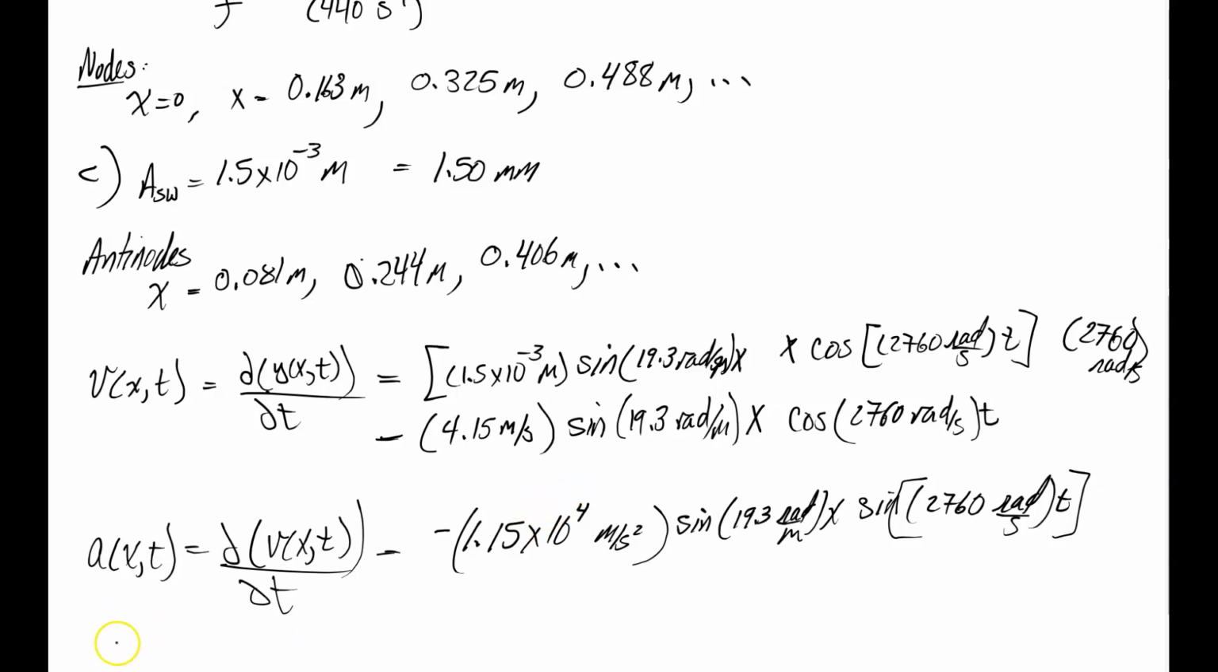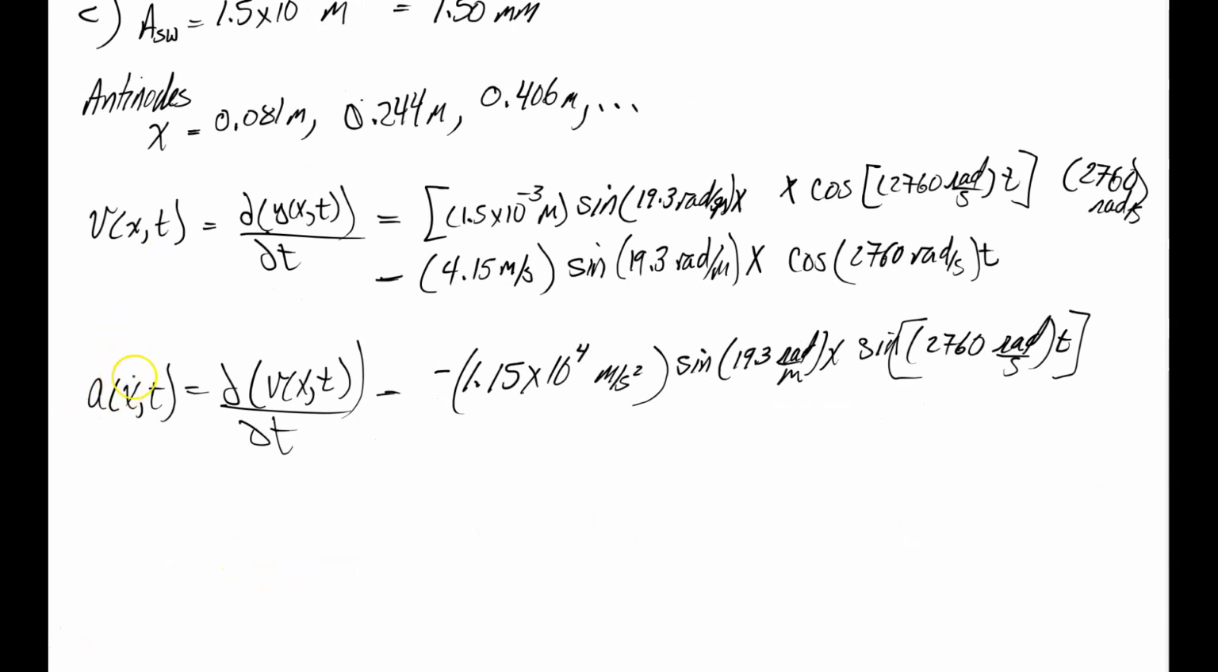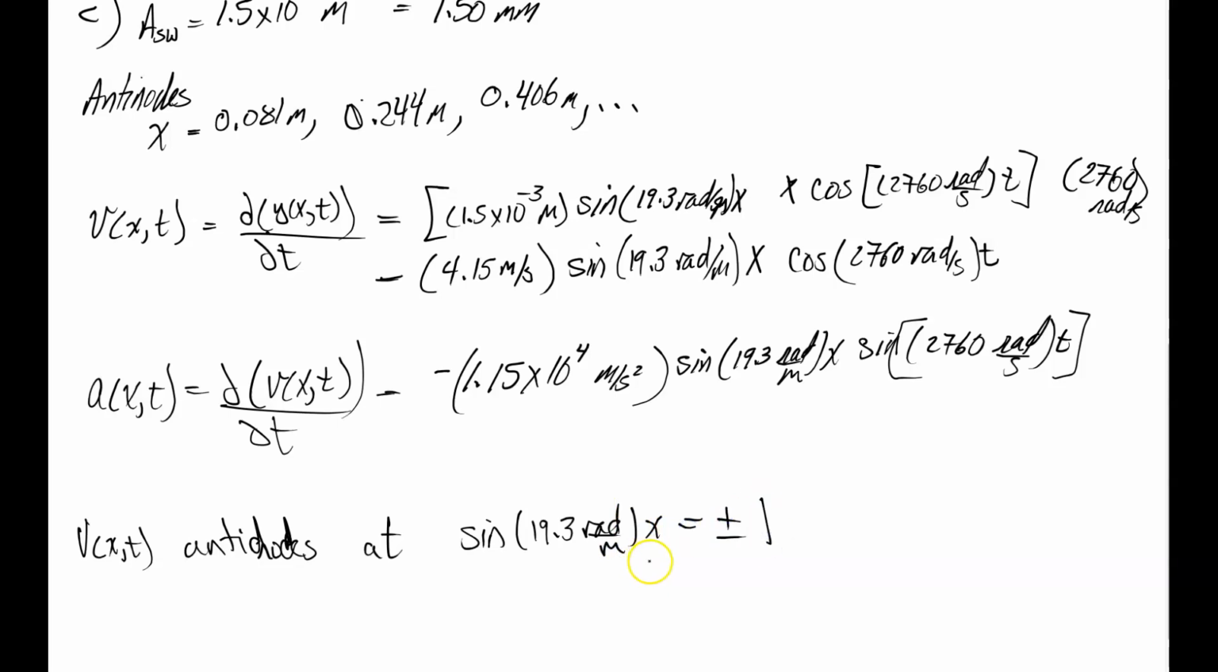The antinodes of the velocity: for v of x of t, we have antinodes at locations where the sine of 19.3 radians per meter x equals plus or minus 1, and we know that it's going to vary in amplitude between plus and minus 4.15 meters per second. That's the maximum velocity.